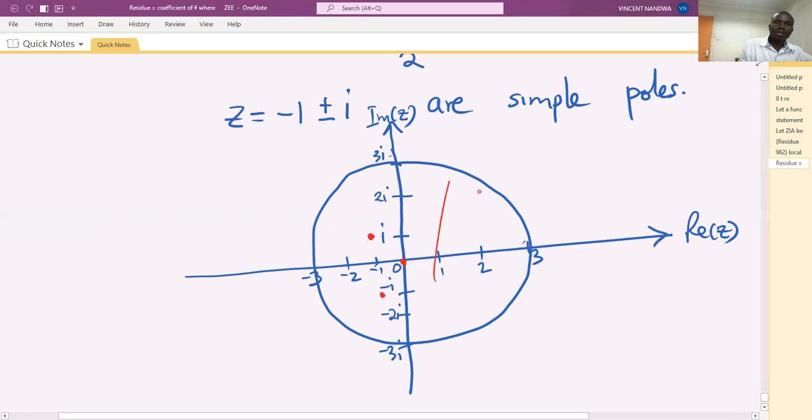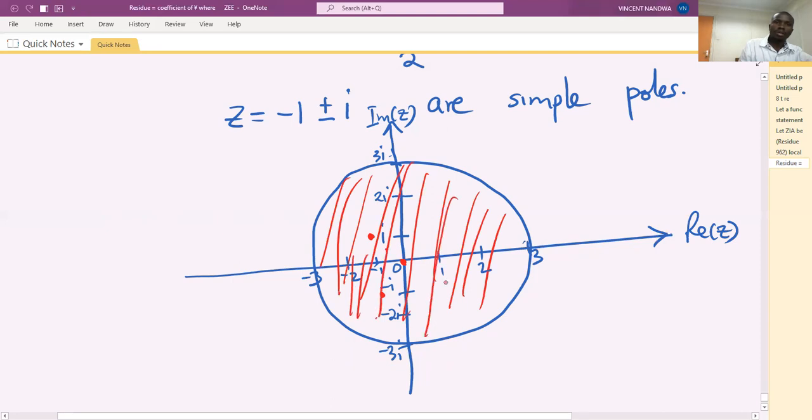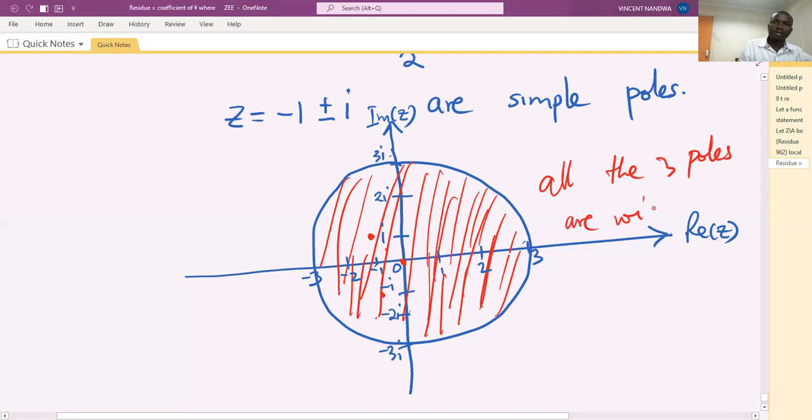So all the 3 poles are within the circle of radius 3 units. So all the 3 poles are within C. So we'll be doing calculations for all of them.